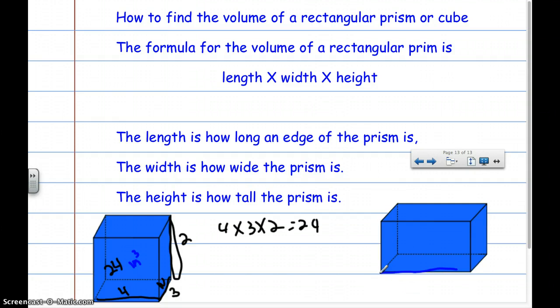This again is how long it is. So if I made this 5, length, this is how wide it is, width, I can make this 2. And this is how tall it is, the height, and I can make it 3. So if I did 5 times 2 times 3, 5 times 2 is 10, times 3 is 30. And I could say that this was centimeters cubed. Okay, so to find the volume, you have to do length times width times height.